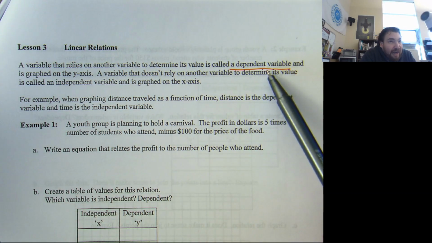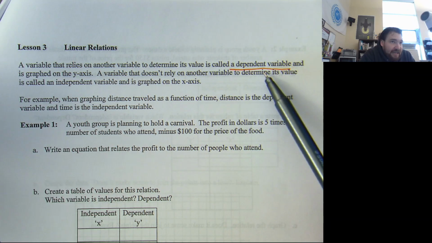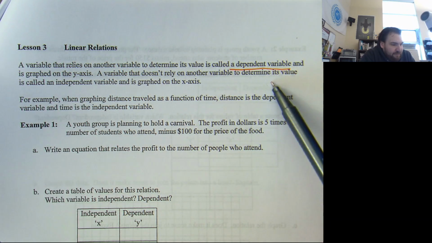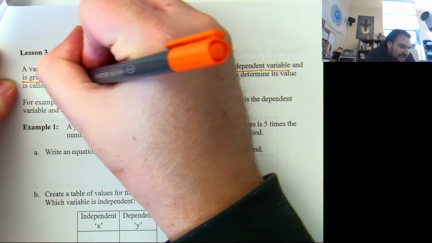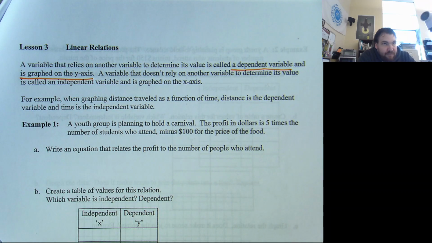Dependent variables require another variable to tell them how to behave. Dependent variables, when we graph them, and we're going to today, get graphed on the y-axis. This convention is what we do.